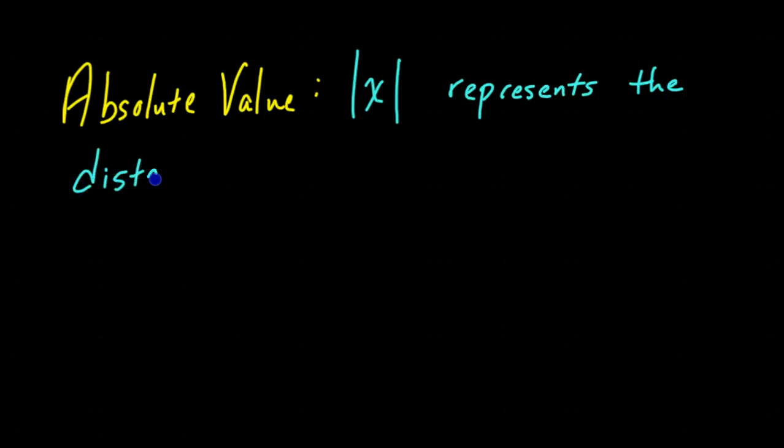All right, absolute value. What it actually means is essentially the distance from 0. So if I said the absolute value of x, those two bars around x are the symbols for absolute value. So the absolute value of x represents the distance from x to 0 on a number line.